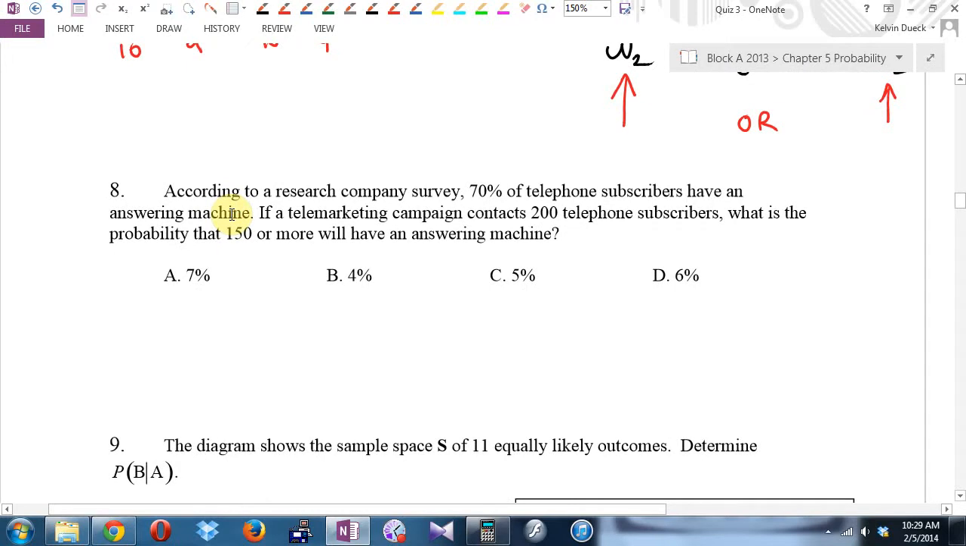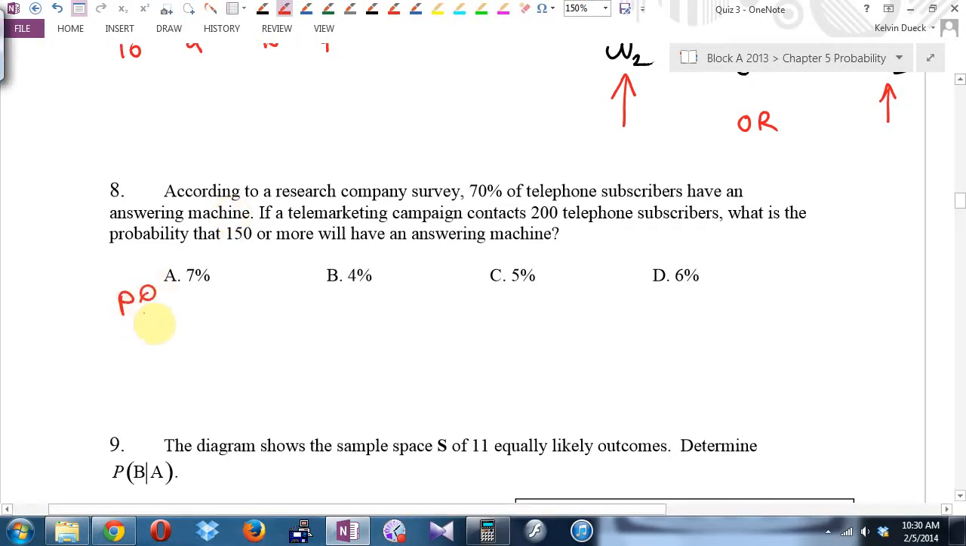According to a research company, 70% of telephone subscribers have an answering machine. If a telemarketing campaign contacts 200 telephone subscribers, how many telephone subscribers? Do I want to do a 200-level tree? No. So this is either bucket or binomial. This is not bucket because I don't think the odds ever change. Every time that you phone, there's always a 70% chance that they have an answering machine. This wants 150 or more.